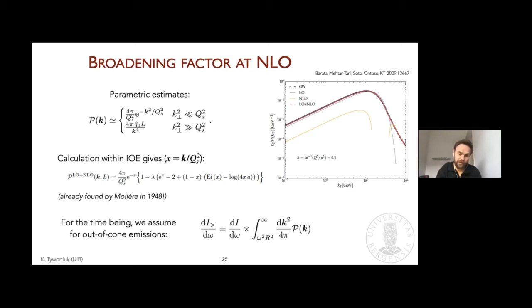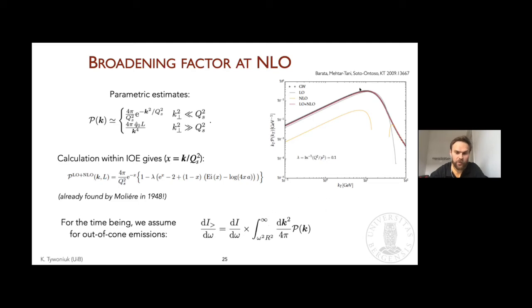And then we also need to treat broadening, and now we just put out a paper on the broadening, and we basically rederived the formula for Moliere from 1948, which is not very known in our community, although it's used in other communities, I think. But it basically interpolates between this Gaussian broadening at small angles, or small k-perp, and a power law, one over k-perp to the fourth, higher twist correction at large k-perp.